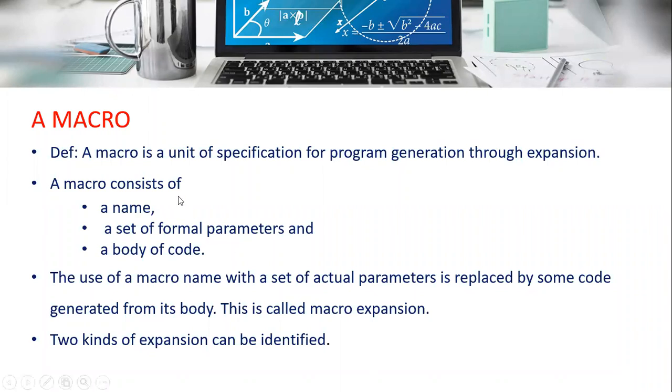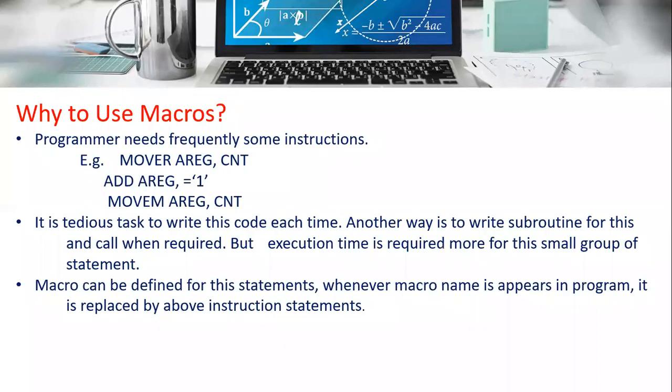Okay, in this way we can consider that particular representation of macro expansion. Now, two kinds of expansion can be identified: lexical expansion and semantic expansion. We consider these two types in detail in the next point. Lexical expansion is according to the syntax, and semantic expansion is according to the meaning of the statement, by which a macro will be expanded. We consider both types in detail in the next point.